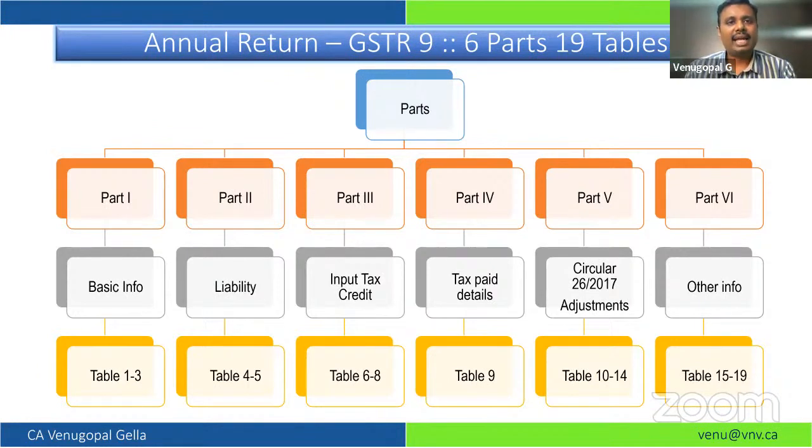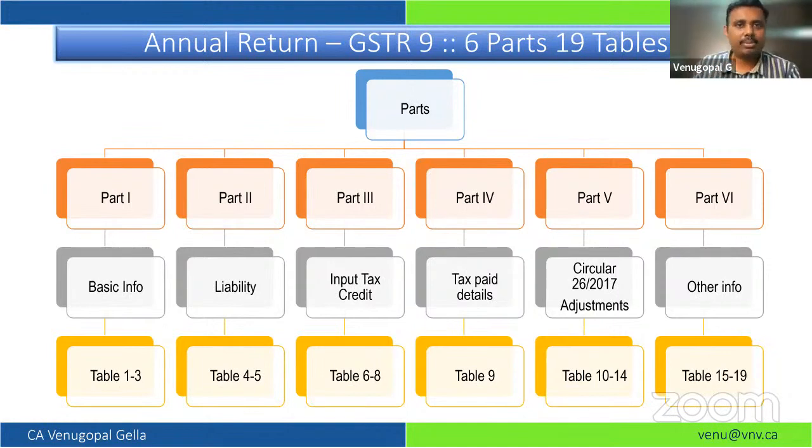So if you have made any adjustment of the tax payable or ITC availed or reversed of the previous financial year, that is financial year 21-22, in the returns of 22-23, maybe GSTR1, 3B, everything that is reported in your part 5. Government wants additional information. The additional information is captured in part 6, table 15 to table 19.